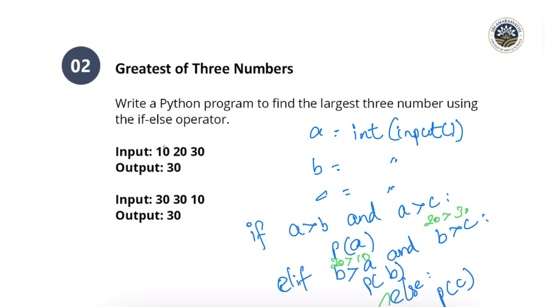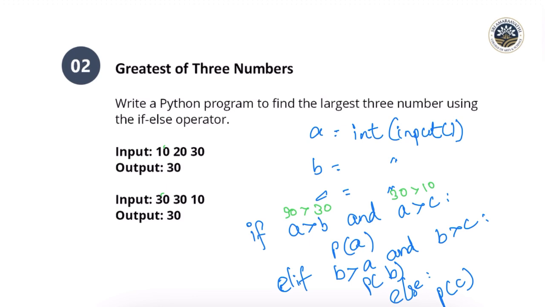If it goes to the else part, what will happen? It will straightly print C. So I say this program is only correct for the first test case. How? Take the second input: A is 30, B is also 30, and C is 10. If you check the first condition, 30 is not greater than 30. So here the logic applies.